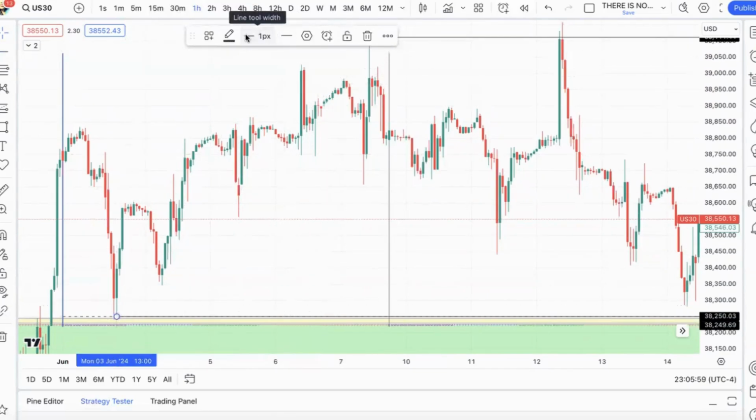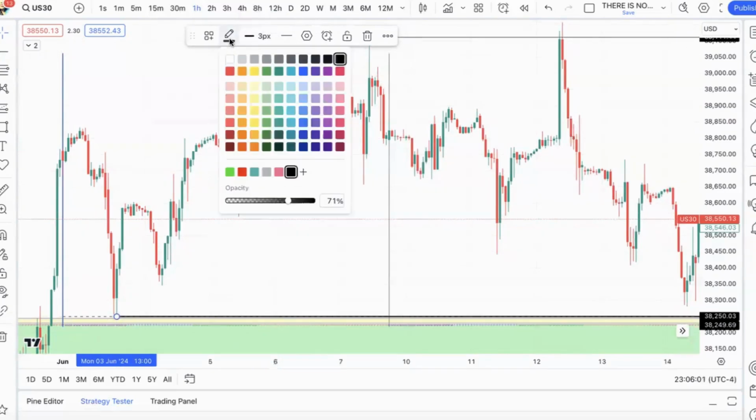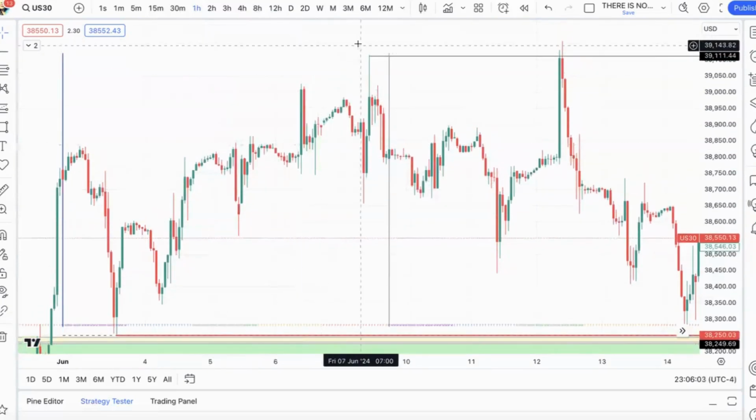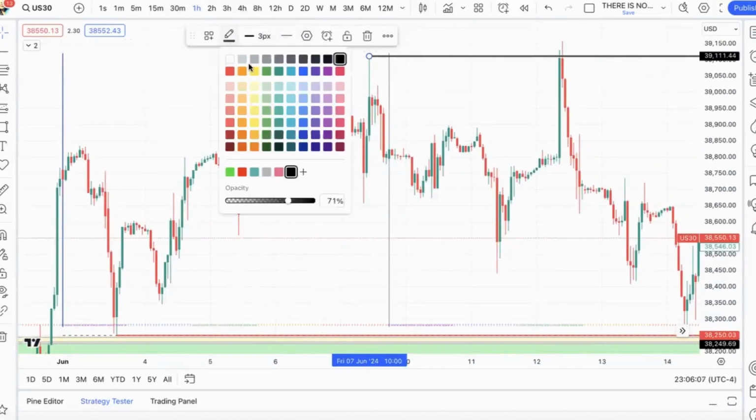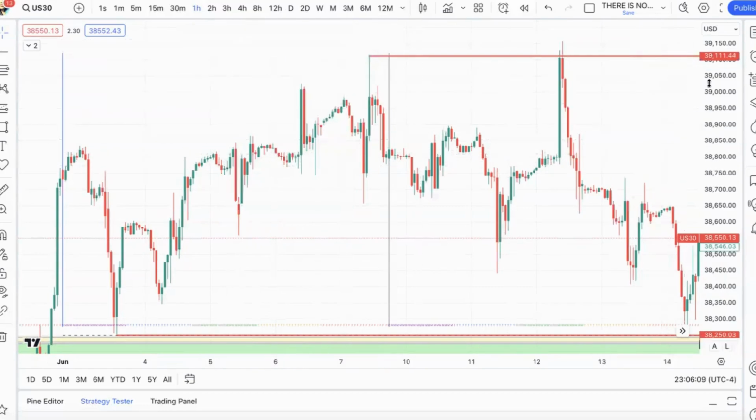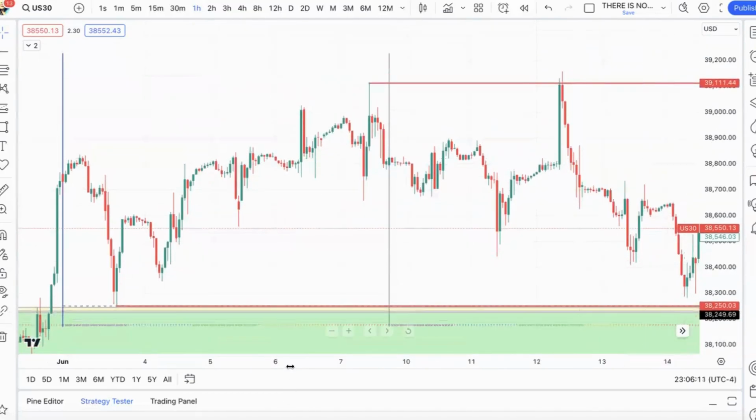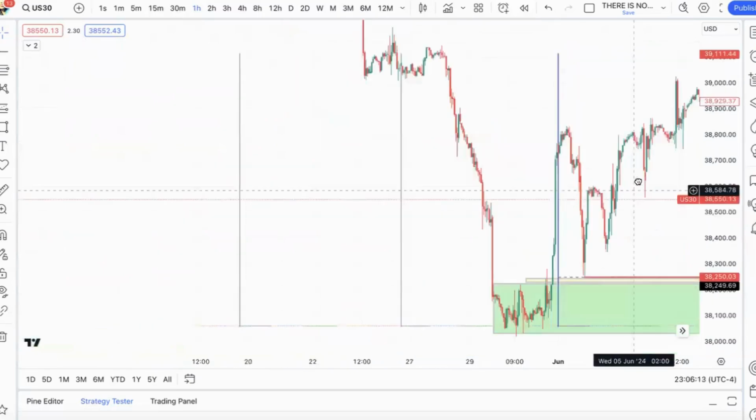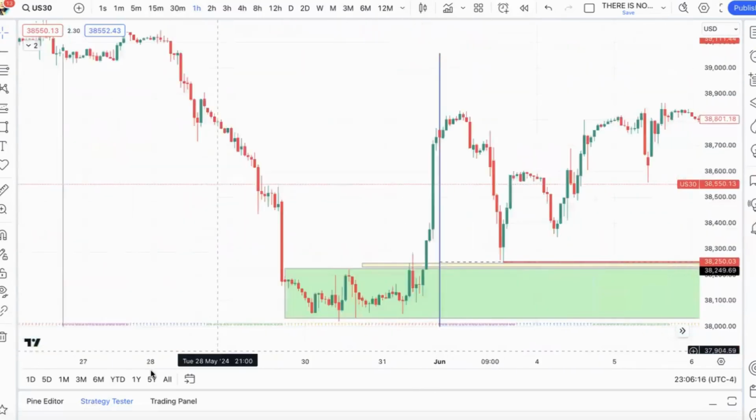So just to show you the high and the low of the previous week, what I'm going to do is make it red. And I'm going to show you how valuable it is to not just mark it out, but to pay attention to it. So, all right, guys, let's bring ourselves back to the previous week.